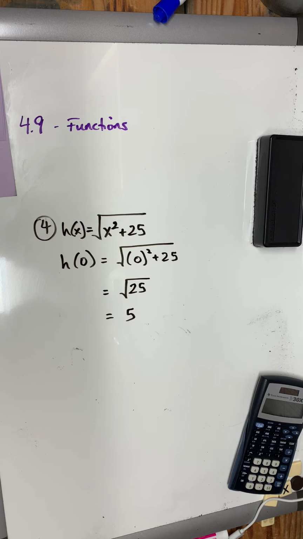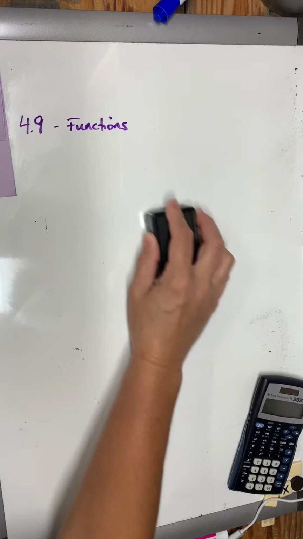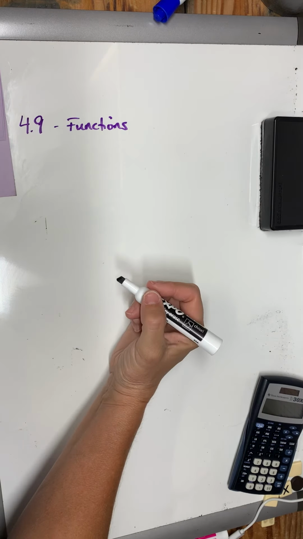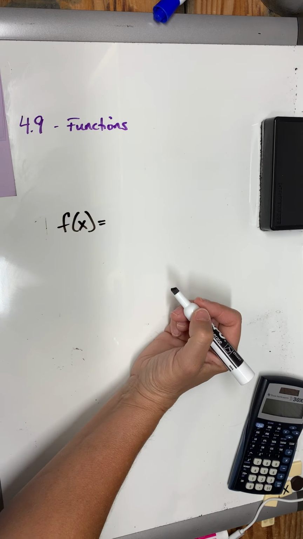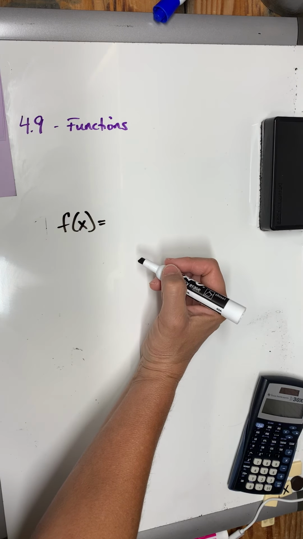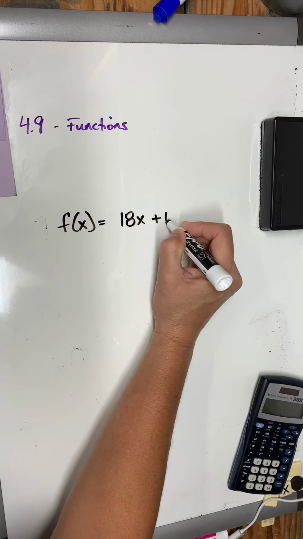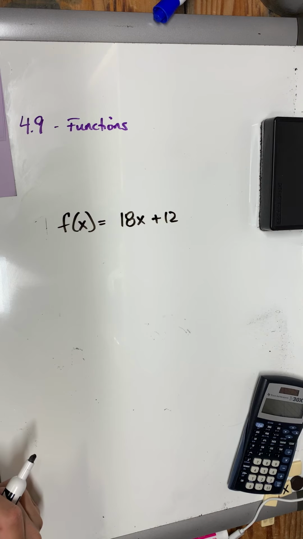Okay, so what I want to do is show you problem number 5 because they add something different in the second half of 5. So 5 says f of x equals 18x plus 12. Sorry, 18x plus 12. I wasn't sure I had started my video. So anyways, in the first part, they want me to find f of 5.